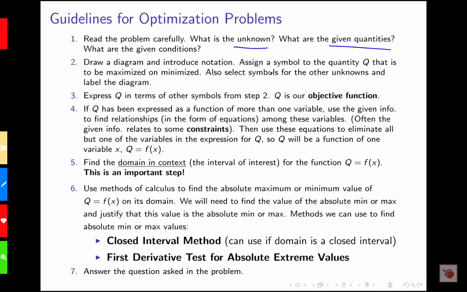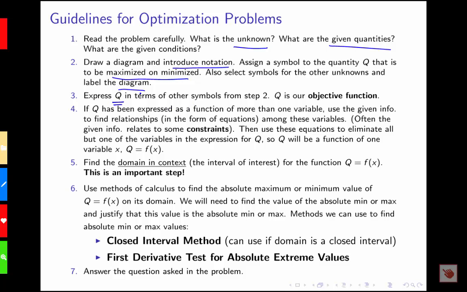Our next step is going to involve often drawing a diagram and introducing notation. In these optimization problems, we're going to be interested in maximizing or minimizing some kind of quantity. So we're going to want to introduce some notation to represent that quantity, whether it's an area or a volume or a perimeter or whatever it is that we're interested in. And we'll have to use variables to denote some of the other unknowns and perhaps label our diagram.